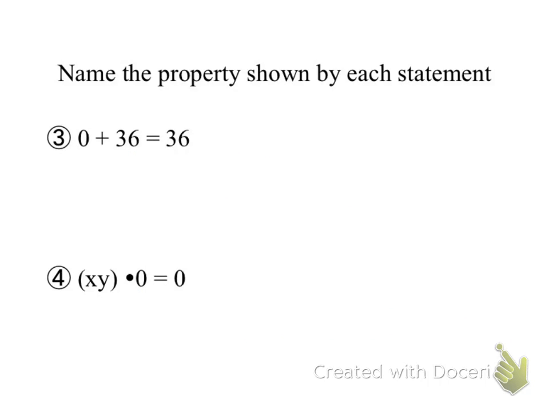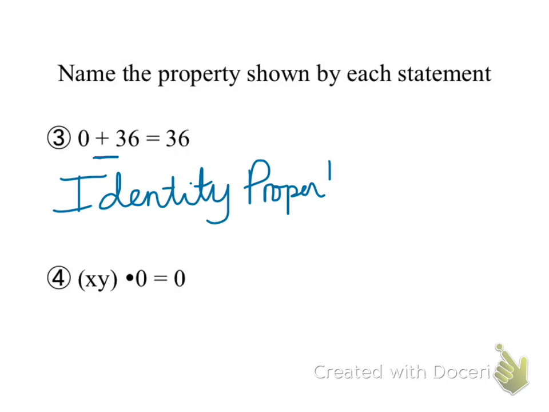Try a couple more. The first one, 0 plus 36 equals 36. I see a 0. It could possibly be the multiplication property of 0, but it has an addition sign. And I notice that when I'm adding 0 to any number, it remains the same, so this is the identity property of addition.